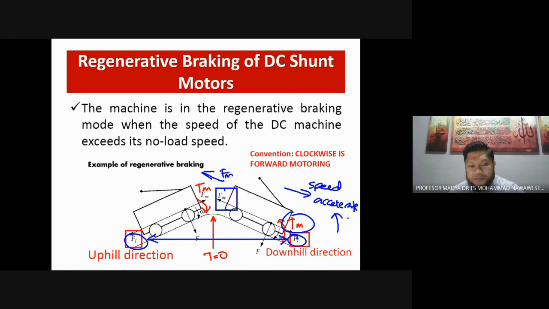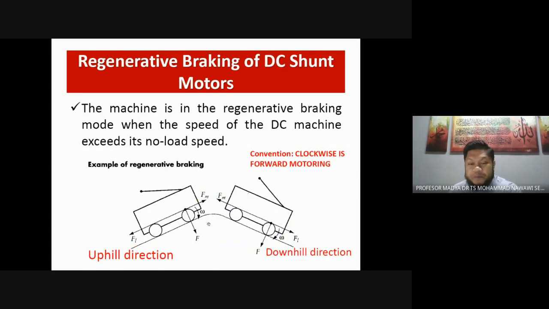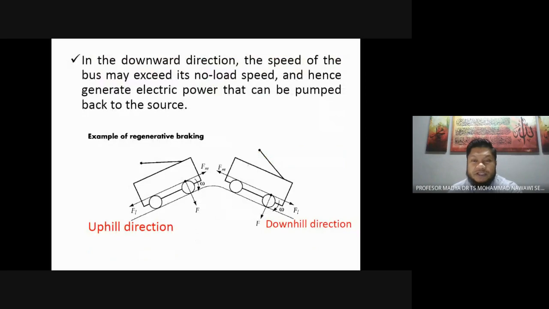Force of the motor should go uphill. So this is where the condition of regenerative braking applies, right? And next, in the downward direction, the speed of the bus, so now it's called a bus, not a car. It can be a bus or car. So now we have a car, so let's maintain it as a car.